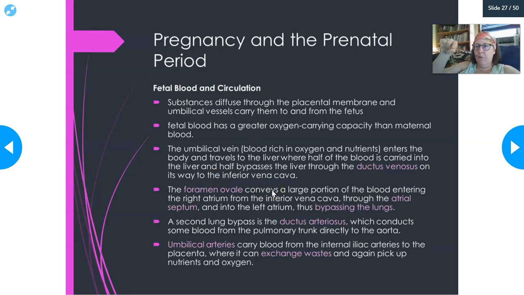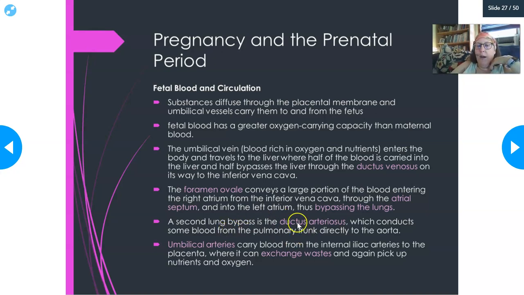Then the blood follows the vena cava to the right side of the heart. And there is a foramen ovale, an oval opening between the right and left atria. As blood is entering the right side of the heart, instead of being pumped to the lungs, because there's nothing going on in the lungs, most of it bypasses that and goes from the right atrium to the left atrium to be pumped to the rest of the body. So there's this kind of lung bypass, but some of it is going to go into the right ventricle, and some of it is going to be pumped to the lungs.